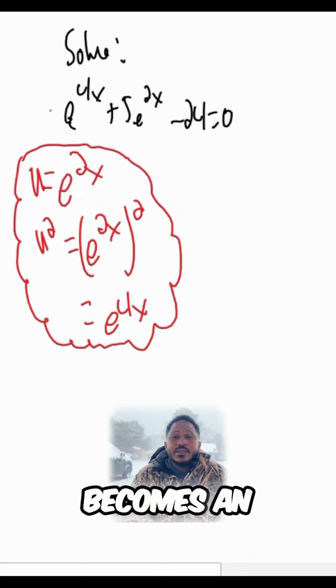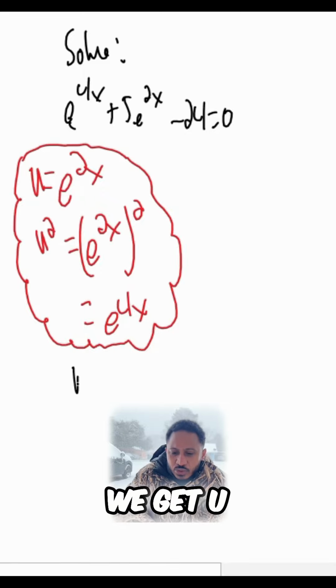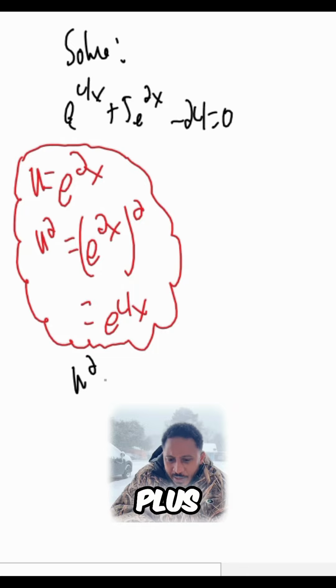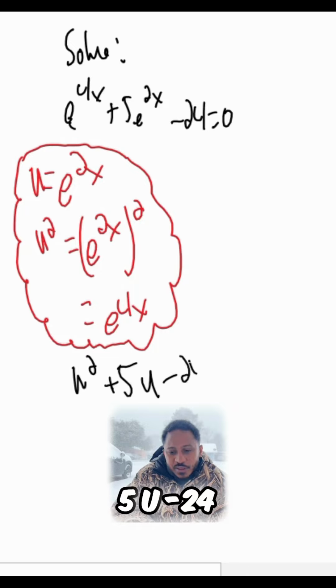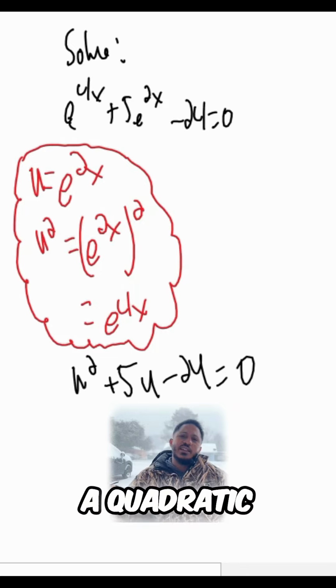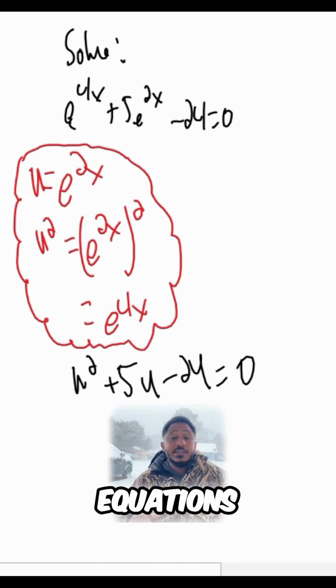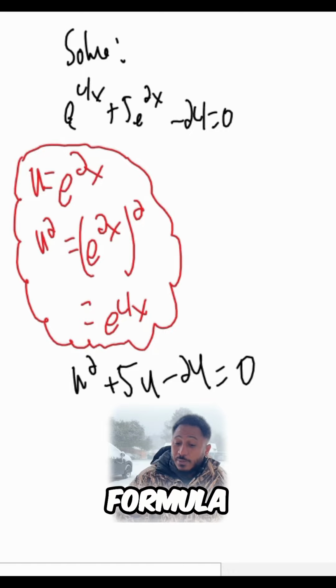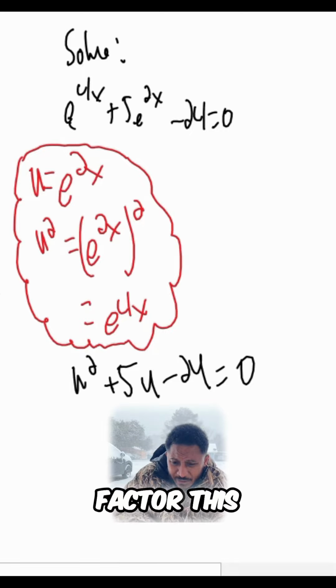Now this becomes an easier equation to solve. Notice we get u squared plus 5u minus 24 equals 0. And now it's just a quadratic equation. To solve quadratic equations, we can complete the square or use the quadratic formula. This one I think is factorable, right? We can factor this pretty easily.